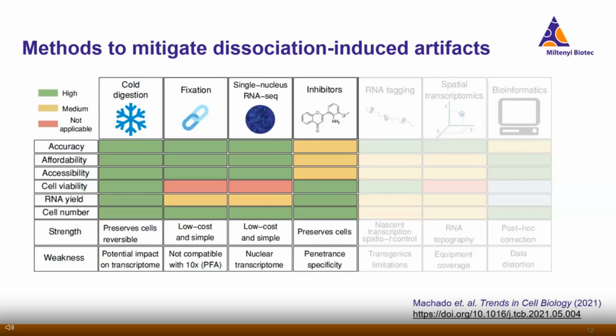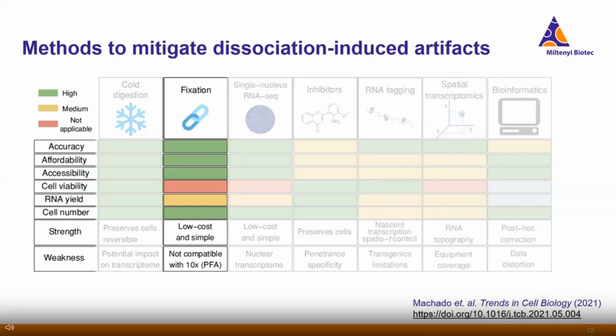So I'm going to spend most of my time covering these last four methods. And one method that I'm very excited about is fixation. So methanol has been used for a while because it's compatible with most single cell sequencing chemistries. However, it's been used with variable success. And one thing to note is that most investigators are typically fixing cell suspensions in methanol, not tissue. So obviously that does not do anything to prevent dissociation artifacts.